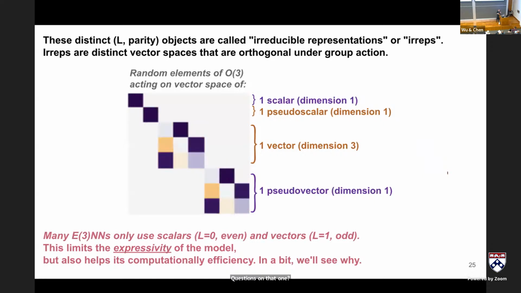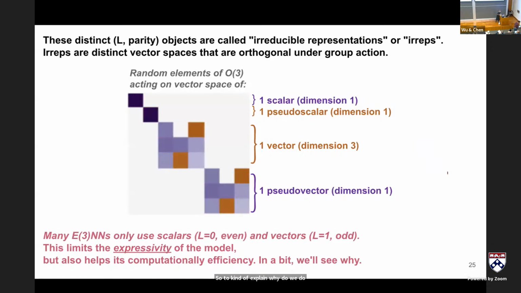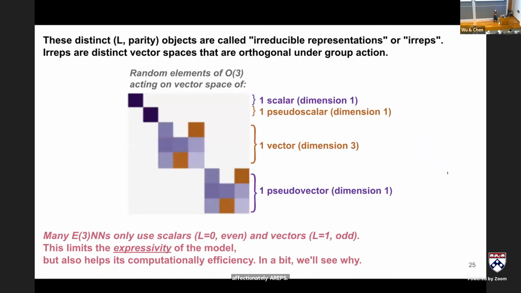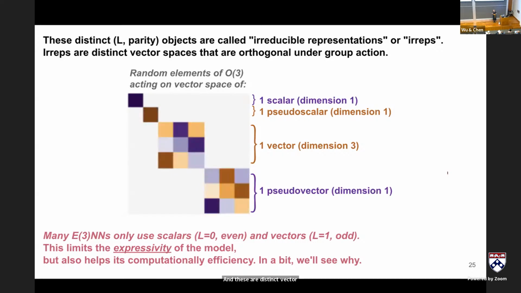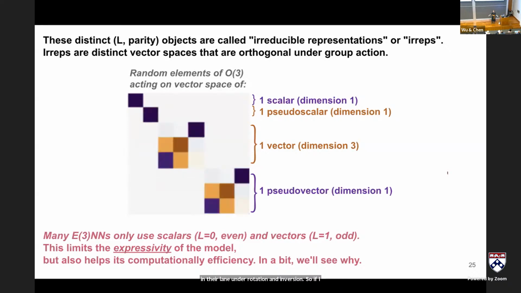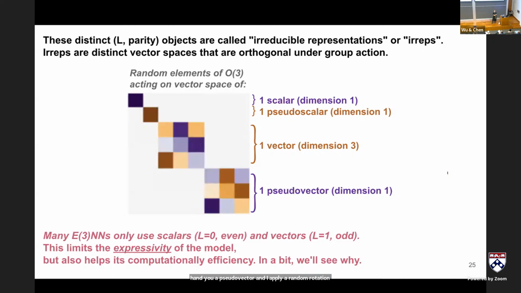To explain why we do this to ourselves, these distinct L, so angular frequency and parity, objects are called irreducible representations, or more affectionately, irreps. These are distinct vector spaces that basically stay in their lane under rotation and inversion. If I hand you a pseudovector and I apply a random rotation to it, it's still a pseudovector. If I have a vector and I do the same, it stays a vector.